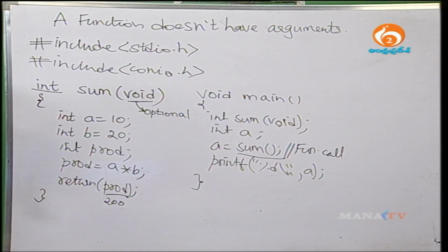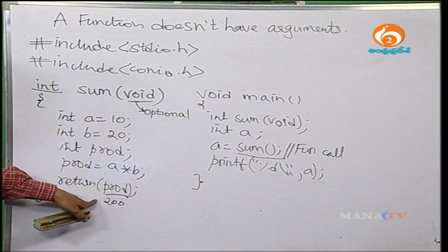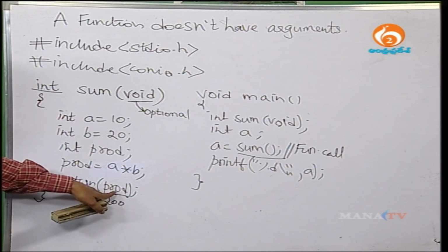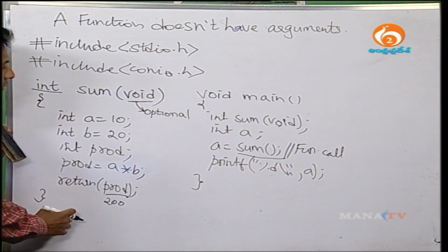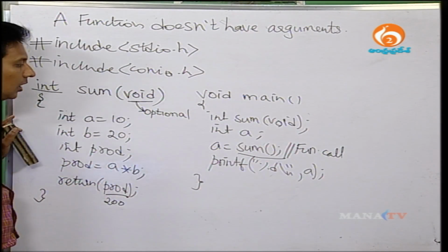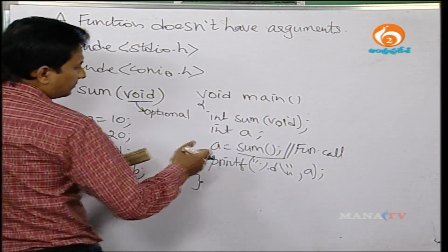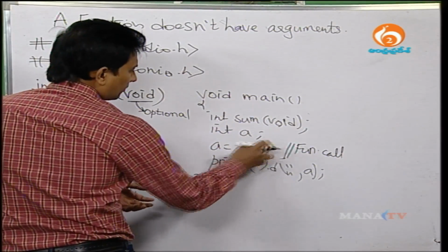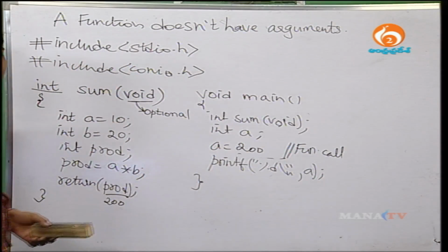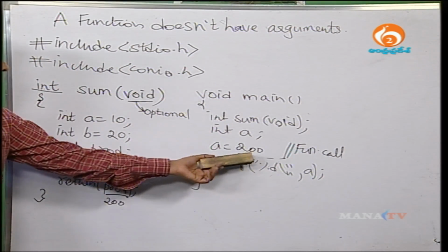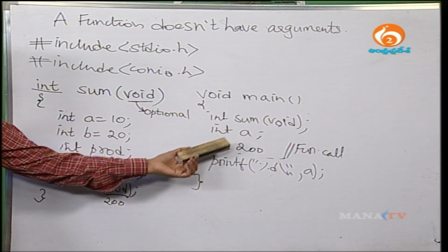Because we are returning, here product is nothing but an integer. This is returned to wherever it is called, so the call is replaced with this value. So, 200 is stored into this local variable A.